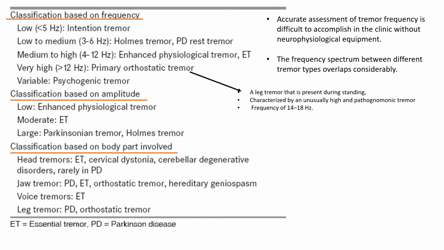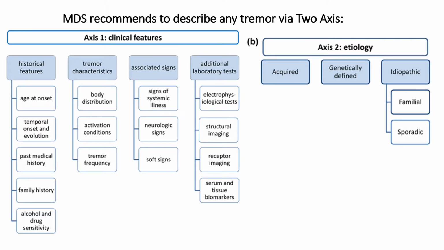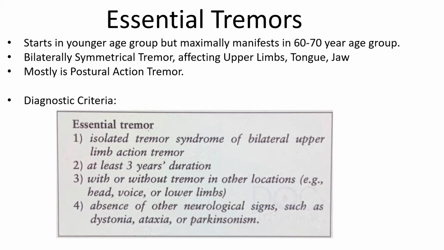Okay, so these are the various ways we can classify the tremors, but according to the Movement Disorder Society, the best way to classify them is according to the activation condition, which is rest tremor or kinetic tremor. Okay, so a short note about essential tremors. Essential tremor starts in a younger age group, but is maximally manifest in the 60 to 70-year age group.